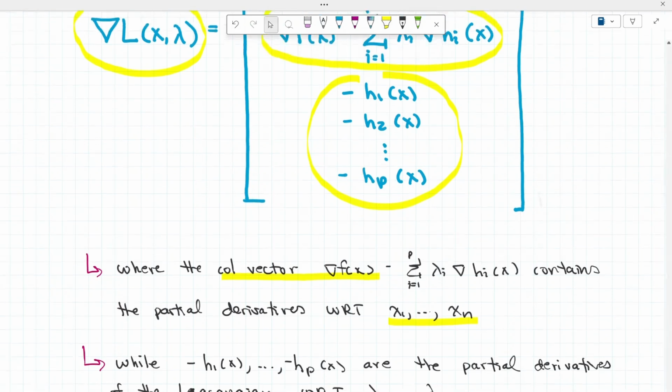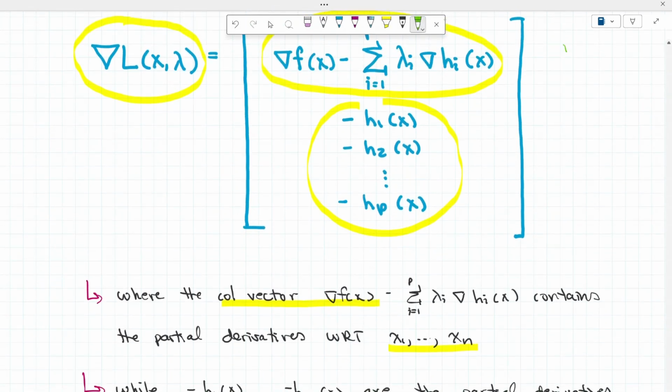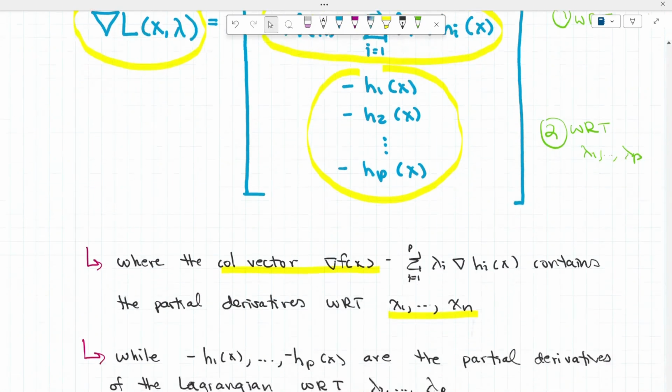So again, the first part over here, we're taking the partial derivatives with respect to our x's, so x1 to xn. And then this second part over here, we're taking the partial derivatives with respect to our Lagrange multipliers, so lambda 1 to lambda p. Okay, so that's a little bit over there.